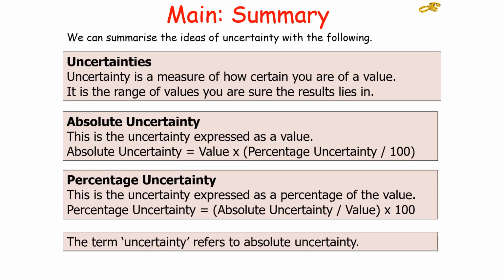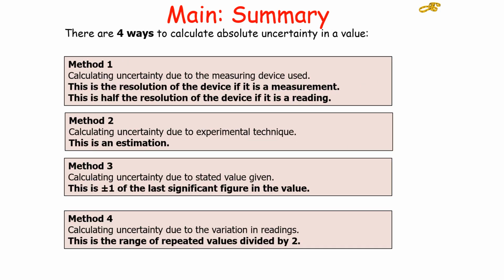So let's summarize our ideas. Uncertainty is a measure of how certain you are of a value. It is the range of the values you're sure the result lies in. Now the absolute uncertainty is the uncertainty expressed as a value, whilst the percentage uncertainty is expressed as a percentage of the value. So the term uncertainty refers to absolute uncertainty. Now there are 4 methods to calculate absolute uncertainty in the value: estimation due to experimental technique, uncertainty due to the resolution of the device, uncertainty due to a stated value, and uncertainty due to variations in the readings.